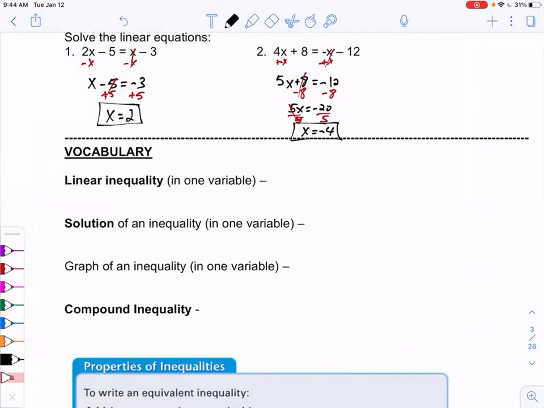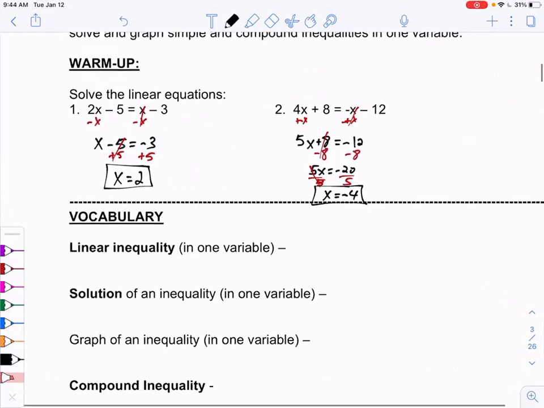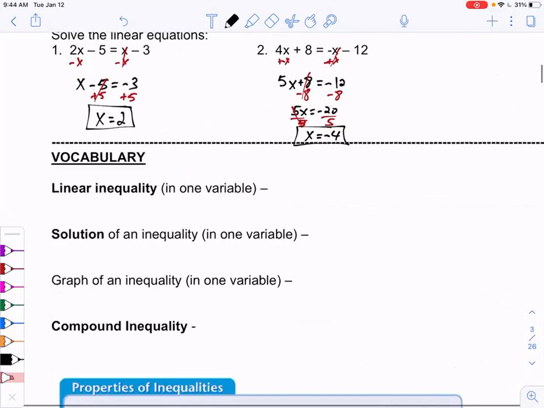Okay, so does anybody know what inequality is? Here are inequality symbols. You remember what those are? Yeah, greater than or less than. So what we're looking at is equations like up above, except we're going to have a greater than or less than symbol. So we might have x plus 5 is less than 12.